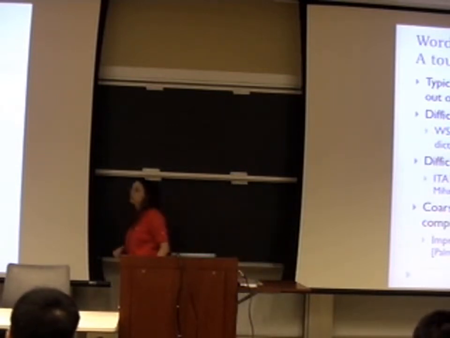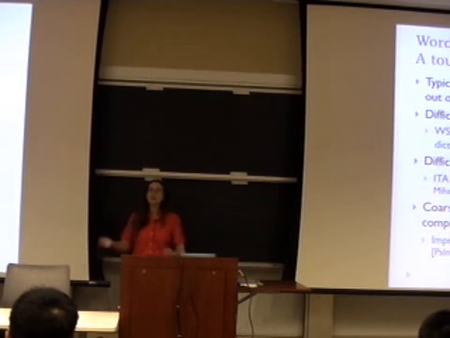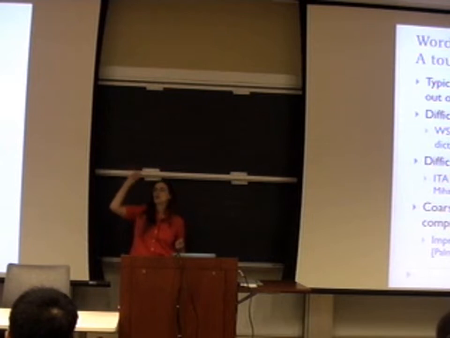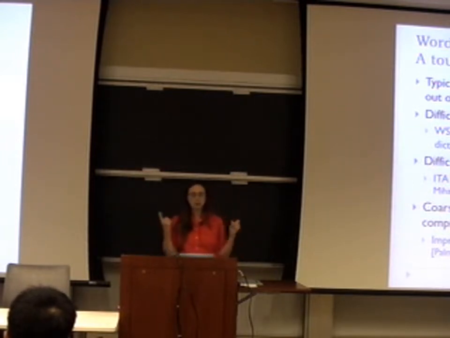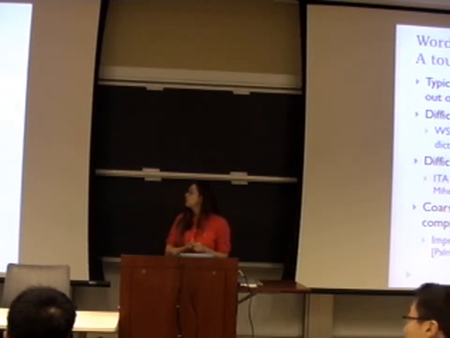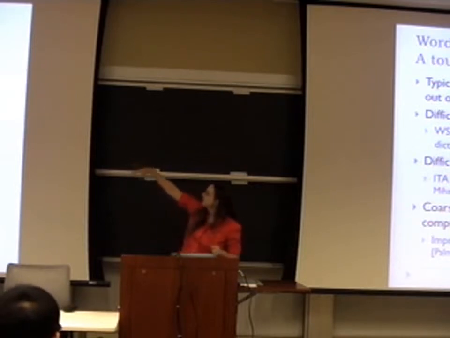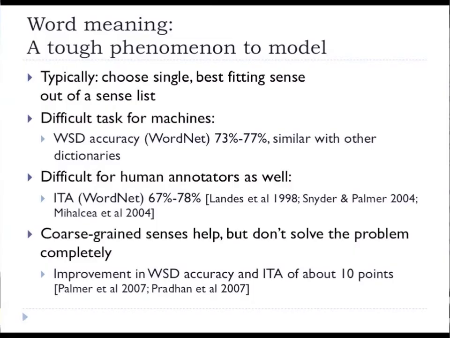A typical way of handling word meaning is you get this list of dictionary senses, say from WordNet or OntoNotes, or pick your favorite dictionary, and for each occurrence of the word, you pick one sense out of that list. But this is a task that is difficult for machines. If you look at accuracy of word sense disambiguation, which is still for WordNet in the range of around 75%, similar with other dictionaries. And it's also a task that is difficult for human annotators.